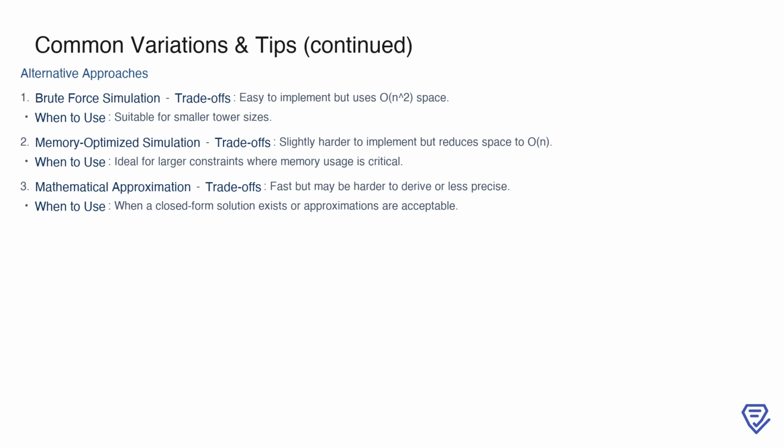Lastly, there's the option of using a mathematical approximation. This approach is typically much faster but may involve deriving a closed-form solution or accepting less precision. It's a good choice when approximations are acceptable or when performance is the highest priority. Each of these approaches has its trade-offs, so the best choice depends on the constraints and requirements of the problem.